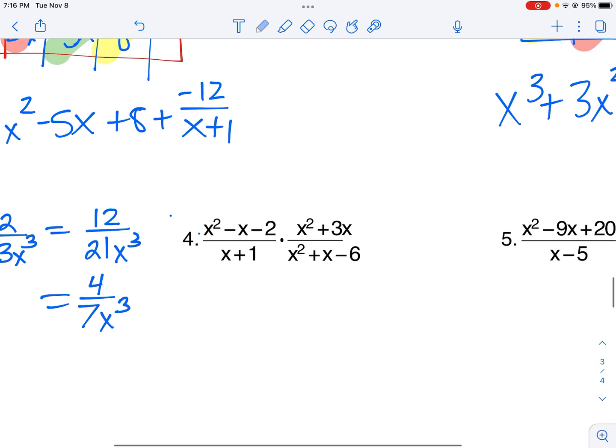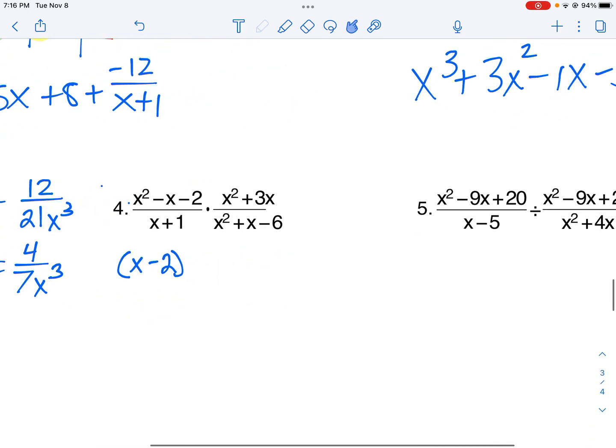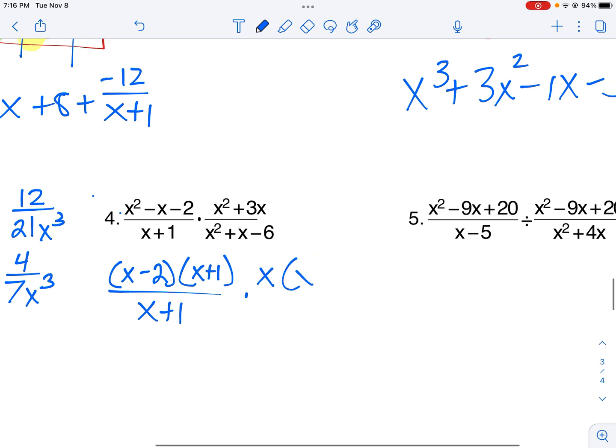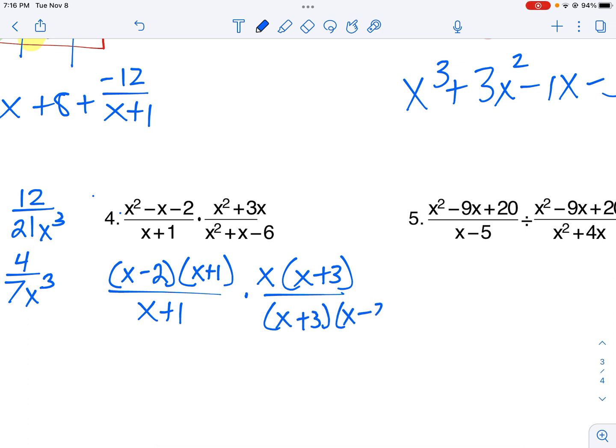Now the next one we have to factor first. So again, you have some box and circles to do. So that'd be x minus 2, x plus 1 over x plus 1 times x plus 3 over x plus 3, x minus 2. So if we see what's on the top and bottom, top and bottom, top and bottom, all we're left with is x.